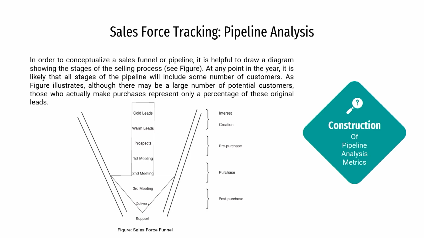In order to conceptualize a sales funnel or pipeline, it is helpful to draw a diagram showing the stages of the selling process. So how does the selling process navigate through? First, let's say we start with the cold leads. These can be the probable customers, the phone numbers of these people. Then there will be some warm leads, meaning they have done certain activity from which we have derived that these are the customers who are more likely to purchase our product. The rest of the customers we will not follow up. Then there can be prospects.